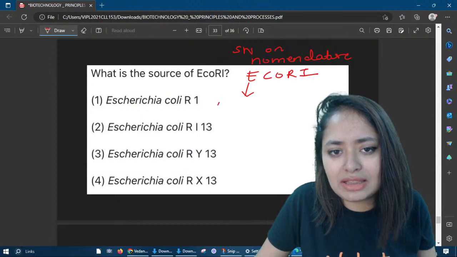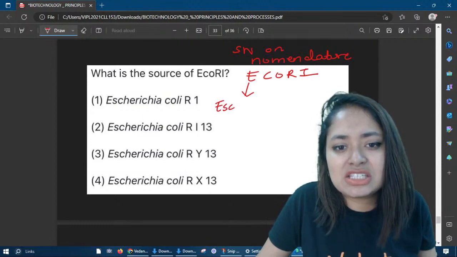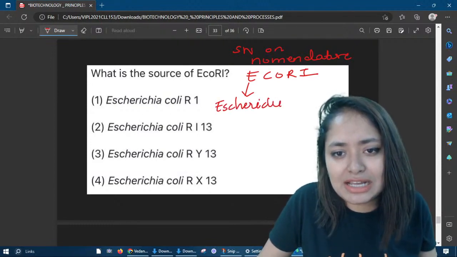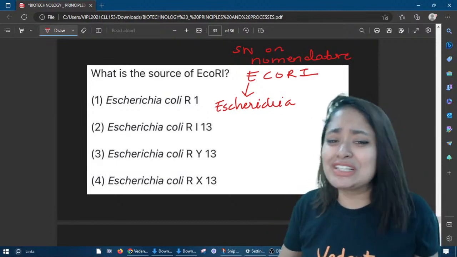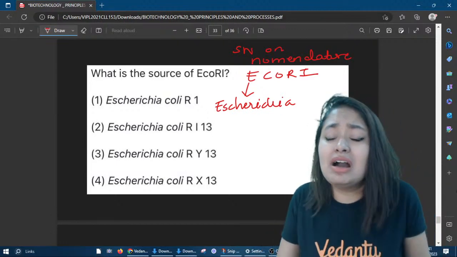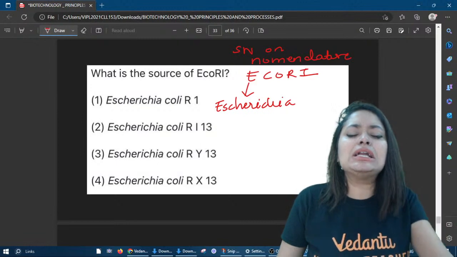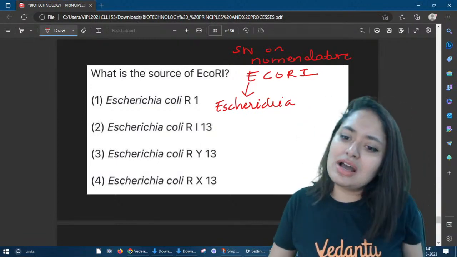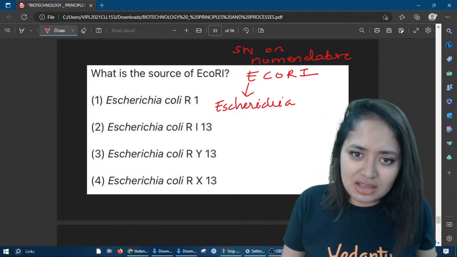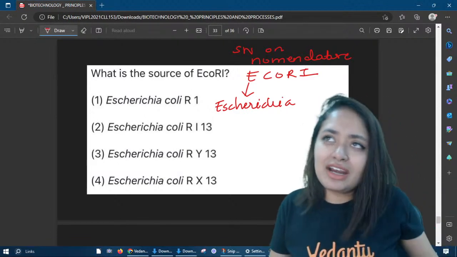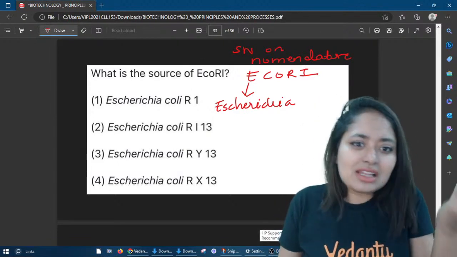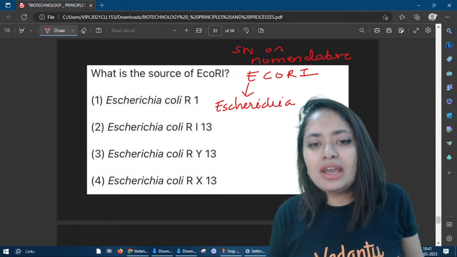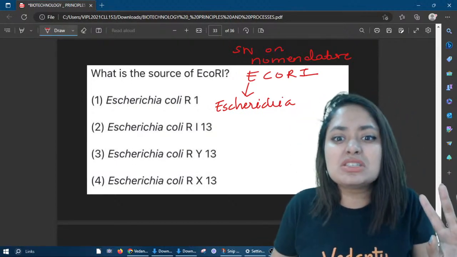E comes from the fact that the genus name is Escherichia. In yesterday's lecture, someone told me, ma'am, I don't know the spelling and everything. Ma'am, are my marks going to be deducted in the exam? 100%. If your spelling is wrong, your answer is wrong. If your name is Nidhi, N-I-D-H-I, and if I write N-I-D-Y as Nidhi, then that's wrong, no? Escherichia is Escherichia. You can't miss the spelling.